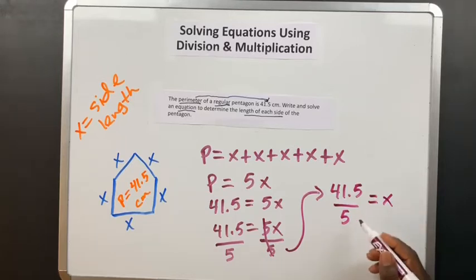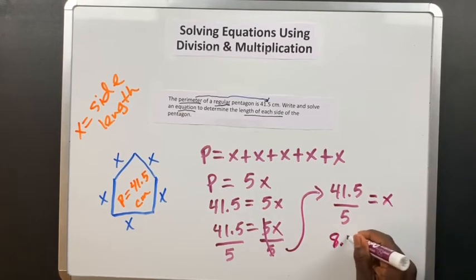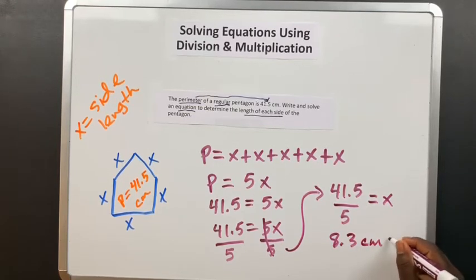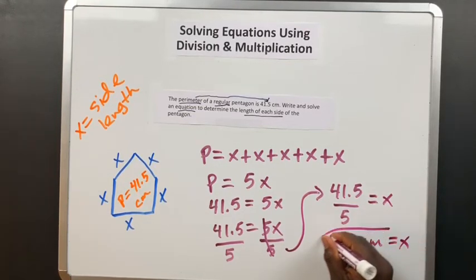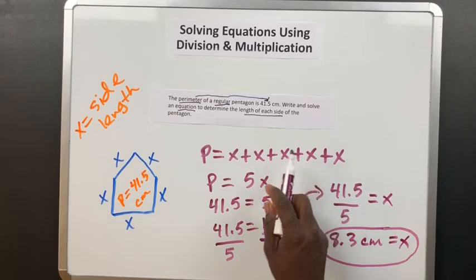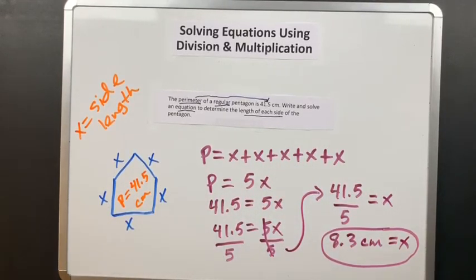So when you take 41.5 and divide that by 5, you get 8.3. And in this case, what's the unit of measurement? Centimeters. So we'll write 8.3 centimeters equals x. Circle our final answer here. So what does this mean? Well, they wanted us to find the side length of this regular pentagon, and that side length is 8.3 centimeters.